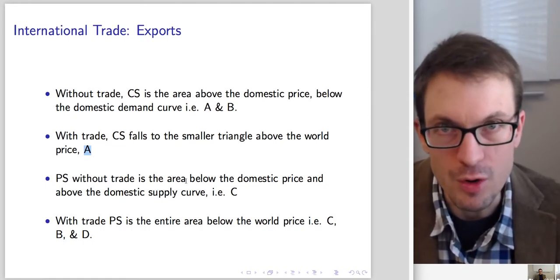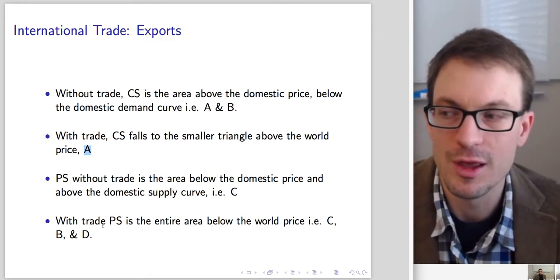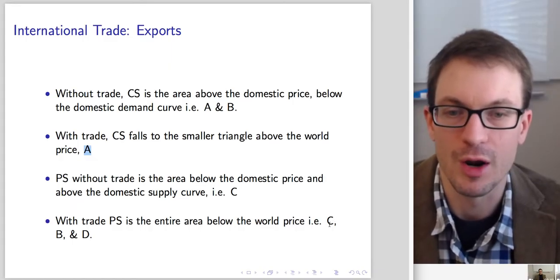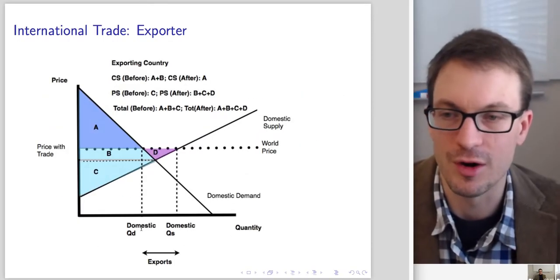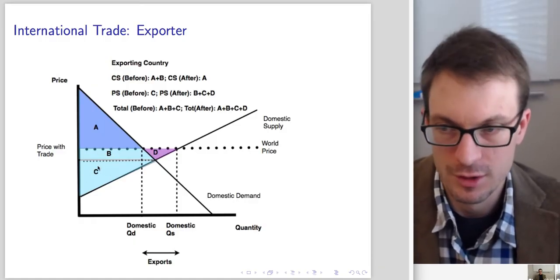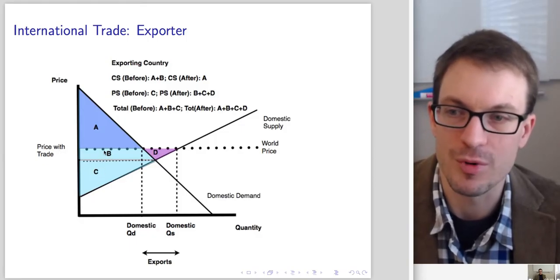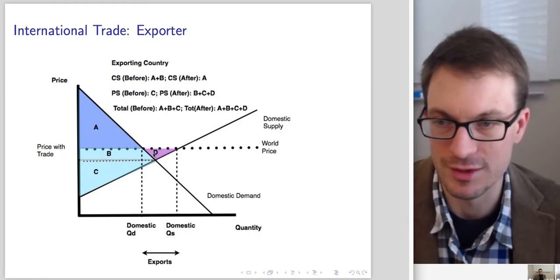Producer surplus without trade is the area below the domestic price and above the domestic supply, area C. And with trade, producer surplus is the entire area below the world price. Area C that they're selling domestically, and area B and D. So area C is initially what domestic producers were selling domestically. That was their surplus, their local profits. Now we're getting additional profits B that we're pulling off of our consumers locally, and we're getting area D from abroad.